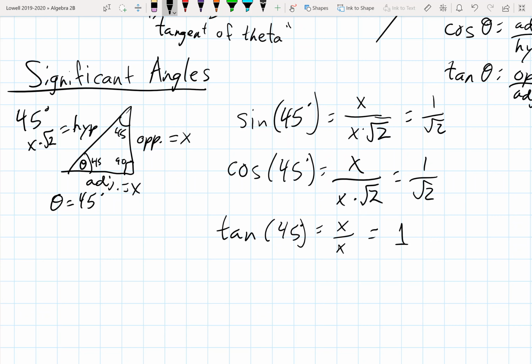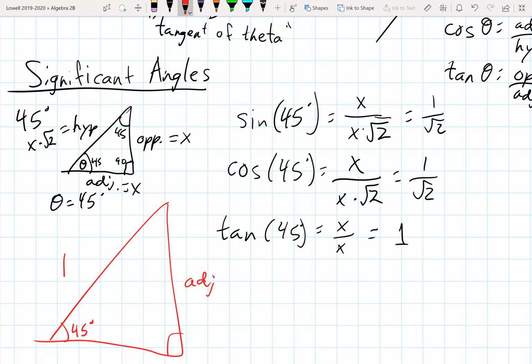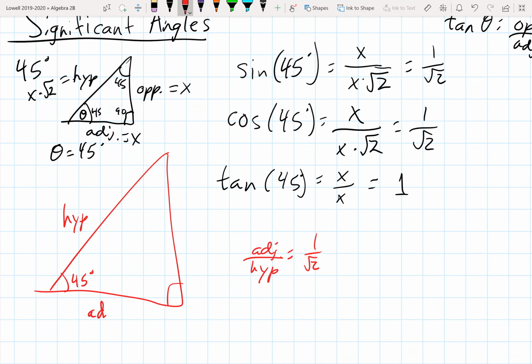What does this mean? It means that no matter how big your triangle is, this triangle could be giant, like this. As long as I know what the angle is, so that's 45 degrees, then I know that the ratio of this adjacent side to the hypotenuse is always going to be equal to 1 divided by root 2. And likewise, the ratio of the adjacent side, oh sorry, that's the opposite side. Although that's totally fine in a 45, 45, 90. So this will be the adjacent side.